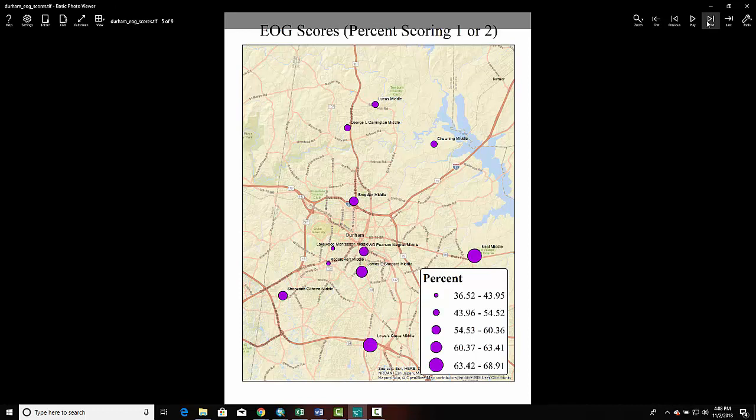Then another map has EOG scores, the percent scoring 1 or 2. She wanted to focus on these non-passing rates, the scores of 1 and 2. So essentially, the larger dots represent a higher percentage of non-passing rates, in essence, schools where students did poorer, versus the smaller dots where students had higher passing rates. So she was really trying to focus on this non-passing percentage.